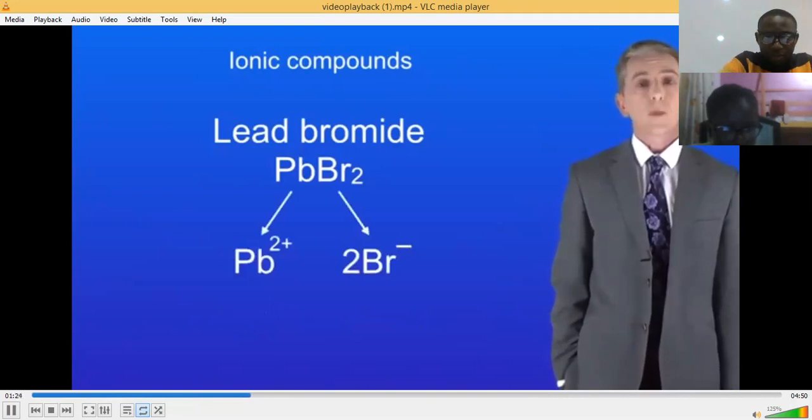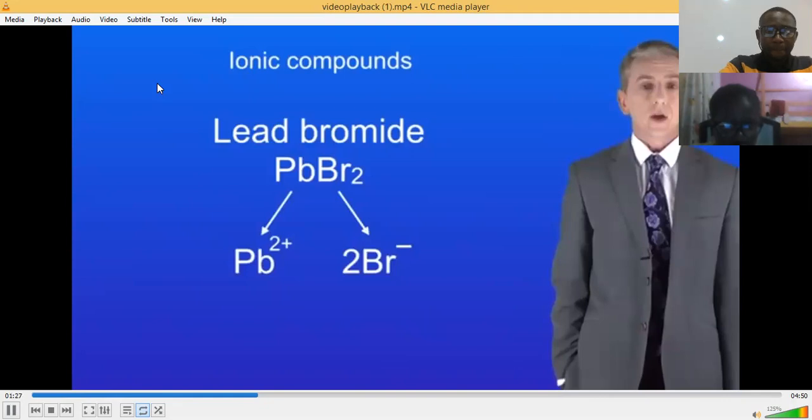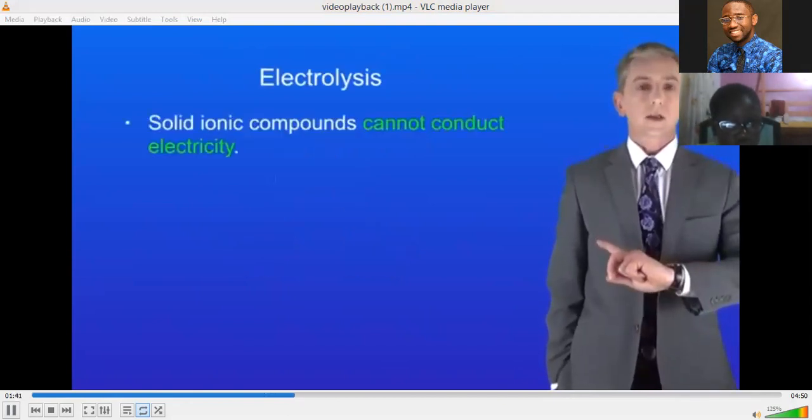So as you can see, lead bromide contains 2 different ions, the lead ion Pb2+ and the bromide ion Br-. So what happens when we carry out electrolysis on ionic compounds such as lead bromide? Let's start by looking at some key facts about electrolysis. Here's the first key fact.